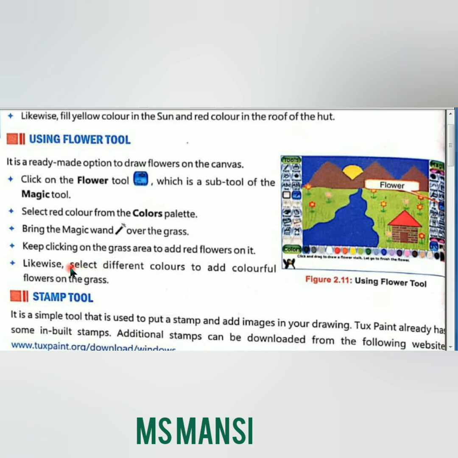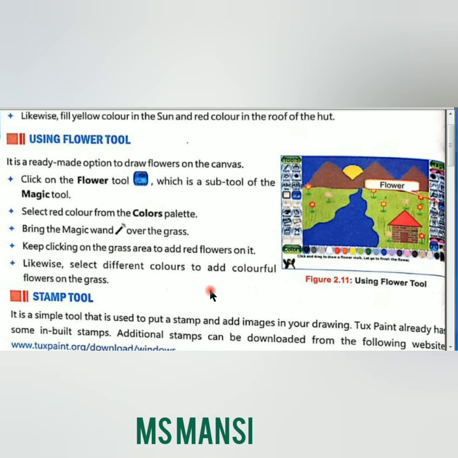Okay, select different colors to add colorful flowers on the grass. For example, you can choose now yellow color and draw the yellow flowers. Your magic wand will create the yellow flowers.